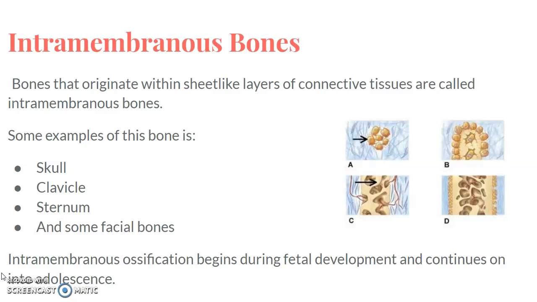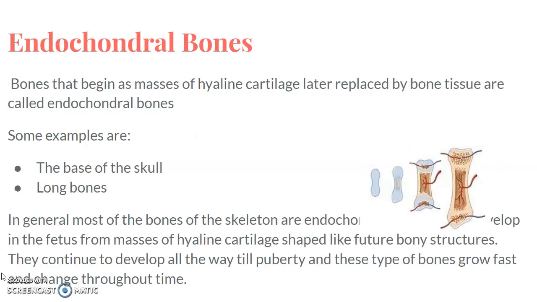So the intramembranous bone originates within sheet-like layers of connective tissue. Some examples of this bone are the skull, your clavicles, the sternum, and some facial bones. The intramembranous ossification begins during fetal development. So as soon as your baby is in you and starts to grow, that's when ossification begins. We build up the baby as big as it could get, and we build its skeletal system.